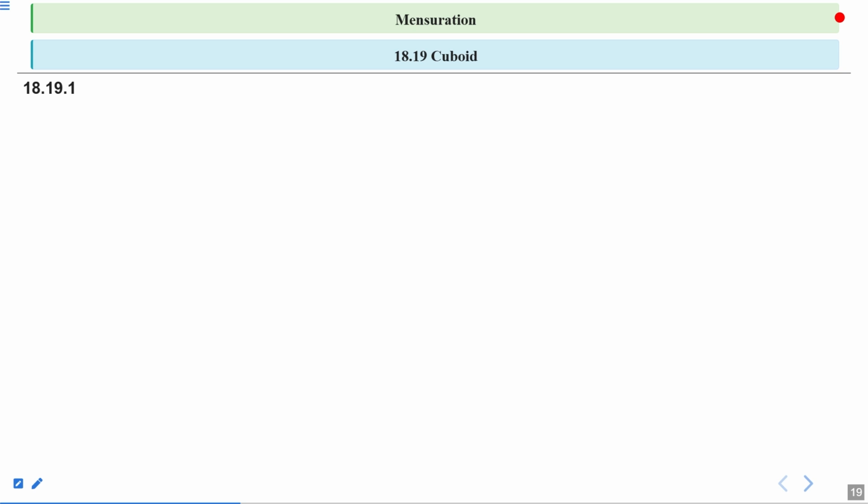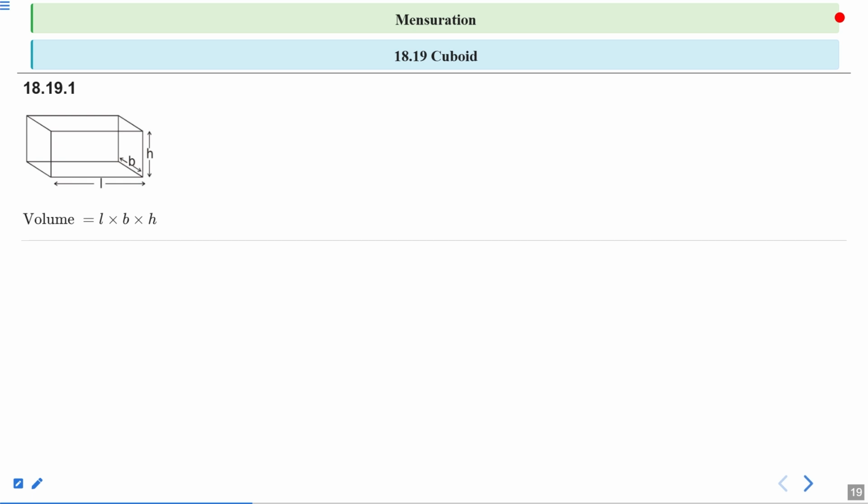Now next one is the cuboid, 18.19. Now see the first formula of the cuboid. So this is the diagram. In a cuboid the length, width and height will be different. So the volume will become L into B into H.